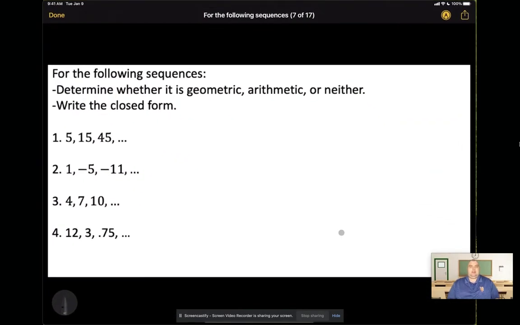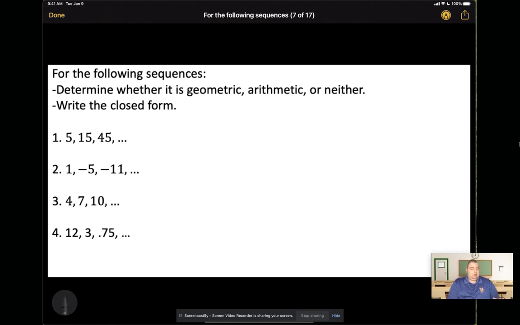For the following sequences, determine whether it is geometric, arithmetic, or neither, and then write the closed form. So what I'm going to do is what I normally do: I'm going to go through each of these sequences, and we're first going to determine whether it's geometric, arithmetic, or neither, and then we'll go back and do the problems again and actually write the closed form.